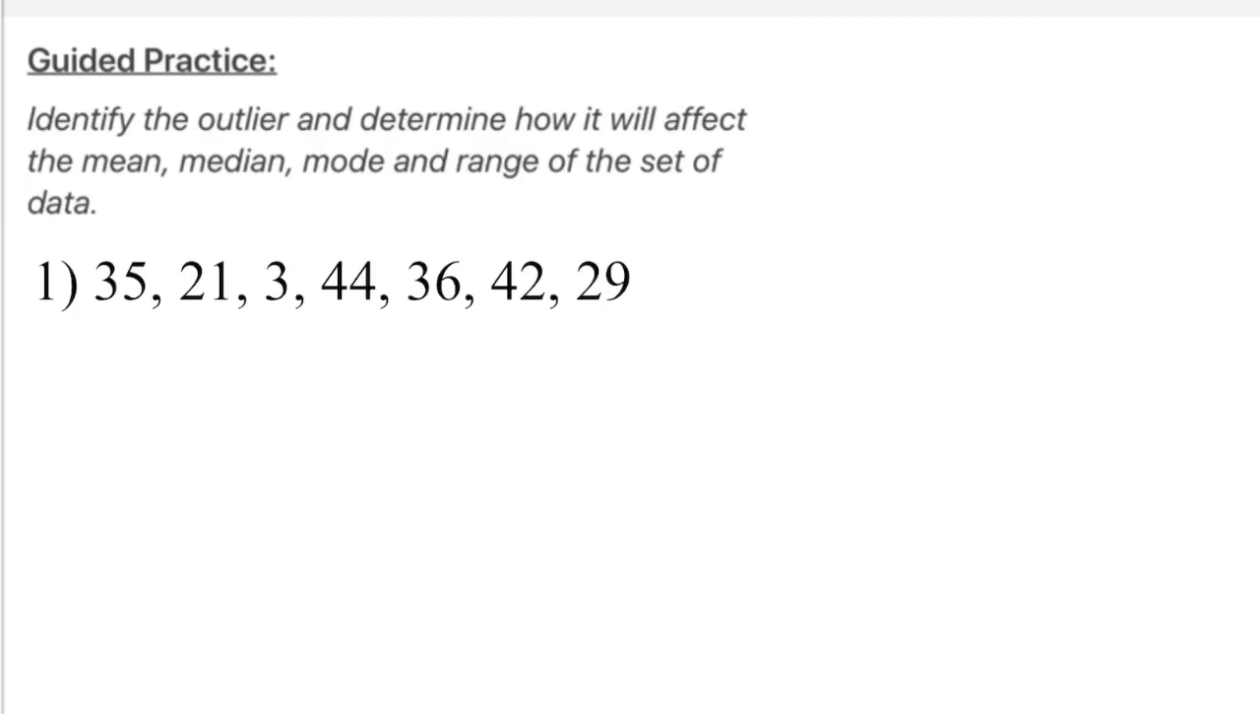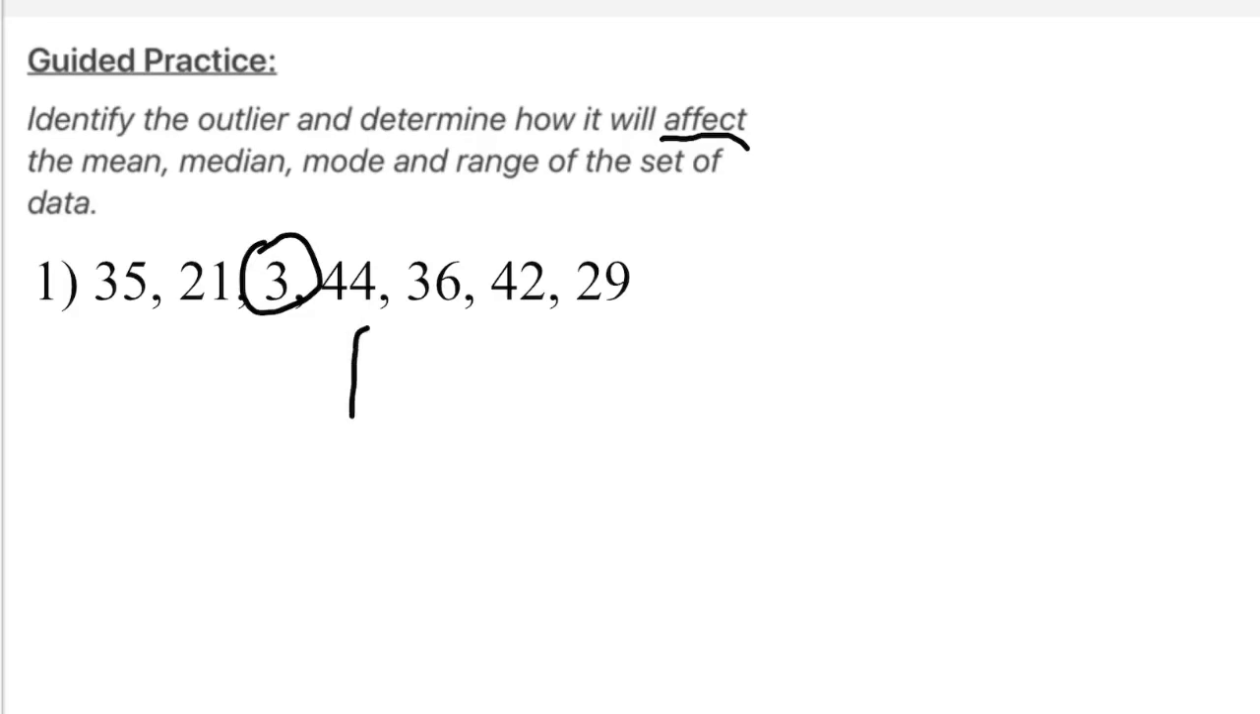All right, so hopefully looking at this set of data, we all see that the number 3 is our outlier. It is much smaller than all of the other numbers. Before we pause the video again, I want to show you how I would like for you to set this up on your desk. You are going to do a little table because the directions say, how is it going to affect the mean, median, mode, and range? Whenever you see this in your directions in your classwork, what it's asking you to do is tell me how much your mean, median, mode, or range went up or down.